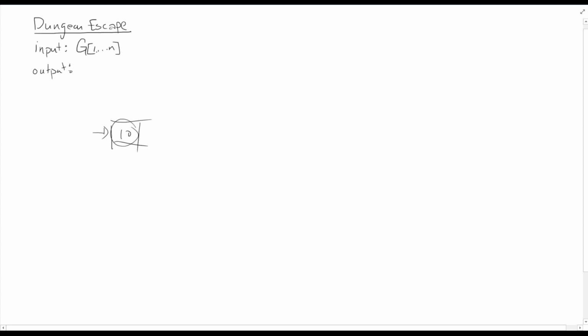We've been stating this 1 to n as my indices here, but this is going to be a two-dimensional input now, so maybe I'll go 1 to n, 1 to m. And this is just going to be the number of goblins in each room. Okay, so that's going to be our input.